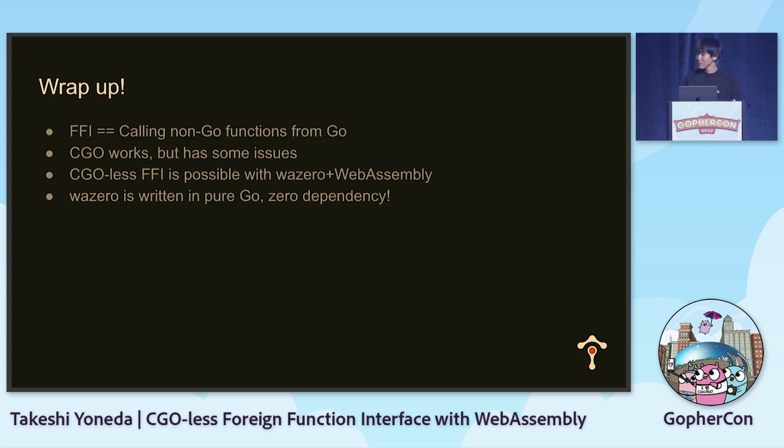So I think I'm already almost done, so let me wrap up. FFI is basically about calling a non-Go function from Go. And CGO is the implementation, but it has some issues. And as an alternative to CGO, you can use WebAssembly and wazero so that we can avoid CGO. So wazero is written in pure Go, and it has zero dependencies.